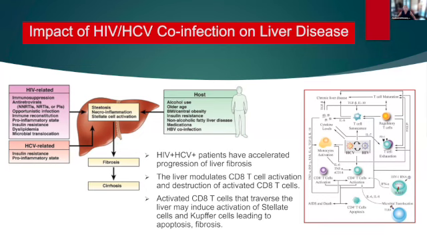We next turn to look at the impact of HIV-HCV co-infection on liver disease. It's well known that HIV patients who are co-infected with HCV have accelerated progression of liver fibrosis. The liver is obviously an incredibly important organ that modulates CD8 T cell activation and destruction of activated CD8 T cells. Activated CD8 T cells that traverse the liver may induce activation of stellate cells and Kupffer cells, leading to apoptosis and fibrosis. But there are many factors that impact fibrosis.